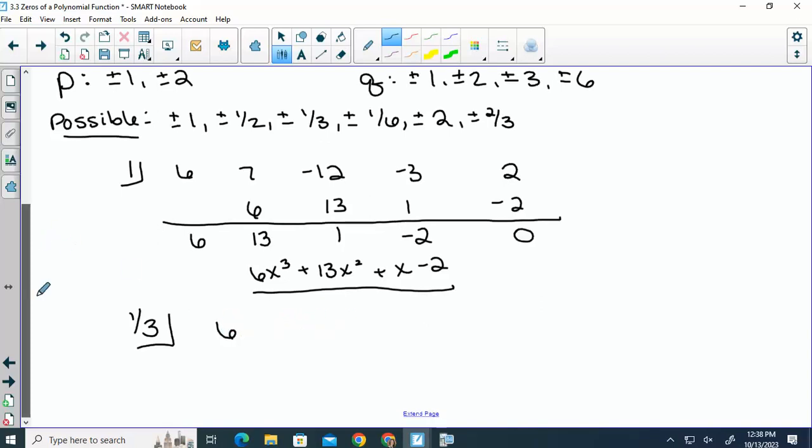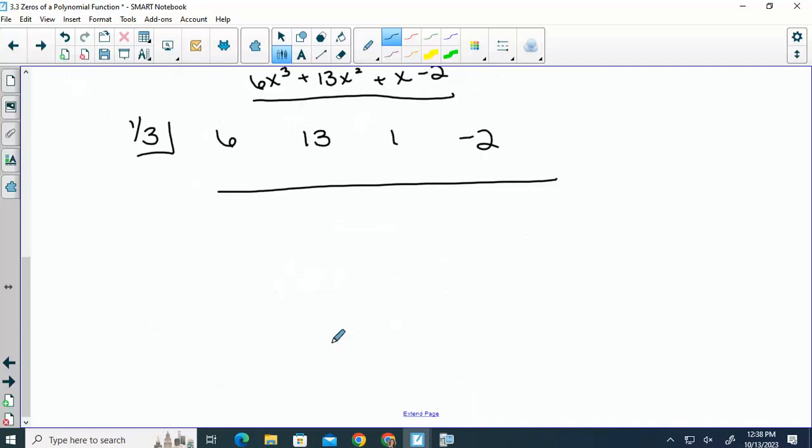We are now going to divide this polynomial we currently have. So my 1/3 goes in the box. I'm going to use 6, 13, 1, and -2 for my coefficients. So 6 comes down. 6 times 1/3 is 2. 13 plus 2 is 15. So we get 6x squared plus 15x plus 6. Is that something we could keep breaking down?